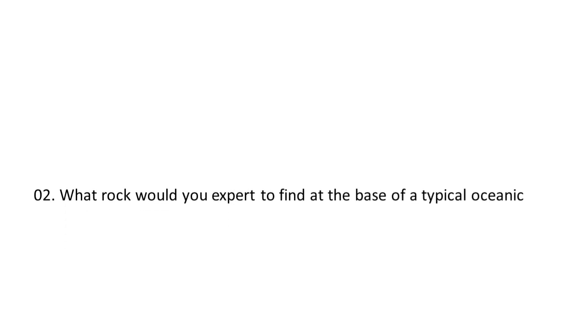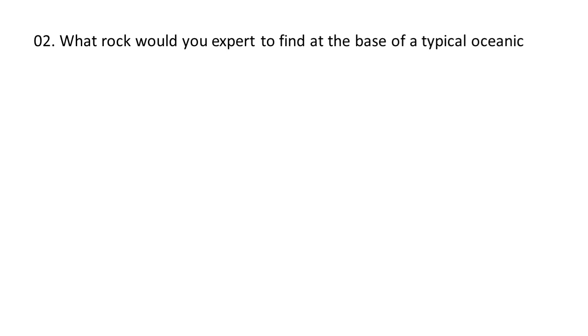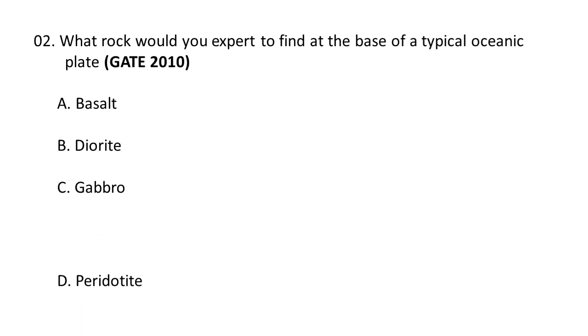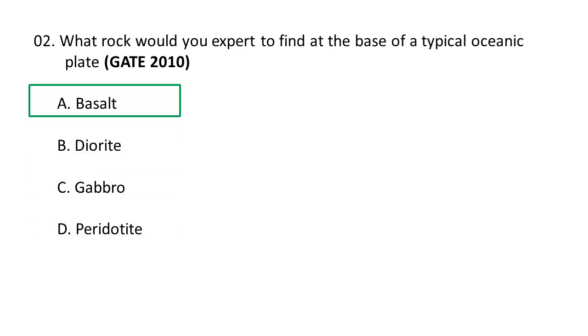Next question. What rock would you expect to find at the base of a typical oceanic plate? The choices are A. Basalt, B. Diorite, C. Gabbro, D. Peridotite. So the correct option is basalt. Oceanic crust, which extends 5 to 10 kilometers beneath the ocean floor, is primarily composed of basalt rocks, and oceanic crust is constantly formed at mid-oceanic ridges where tectonic plates move apart, forcing lava to well up and cool down. Basalt is a fine grained and dark colored rock. So A, basalt, is the correct option.